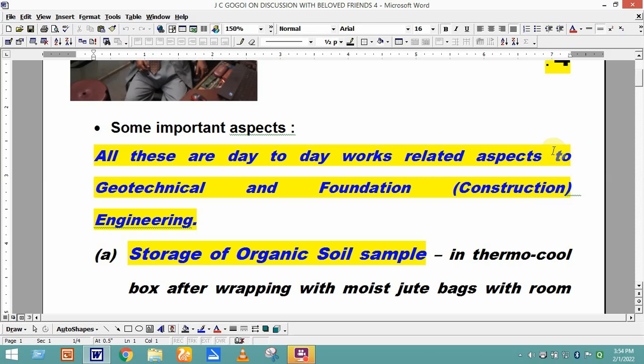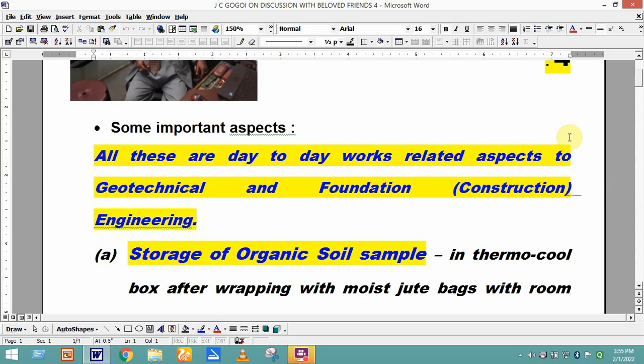And while transporting, normally we use thermocol boxes. Those were normally used for transportation of fish, fish meat and things like these. We are using a thermocol box, wrapping the samples with moist jute bag. Moist jute bag: in earlier days, jute bags were available for cement, rice, dal and everything.